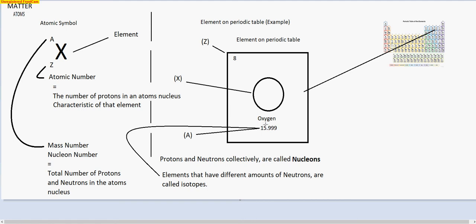So protons and neutrons are collectively called nucleons. So if someone is talking about nucleons, they're just talking about either neutrons or protons. That's why the mass number is also called the nucleon number, because it's the total number of protons and neutrons in the atom's nucleus. So that's a little bit on the notation of atoms when you're looking at them in different ways, with whatever problems you're facing or areas that you're studying.